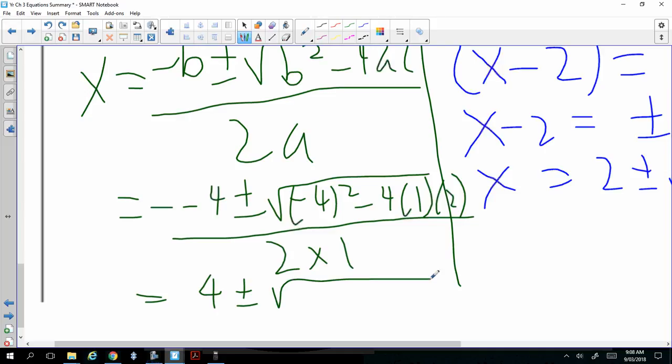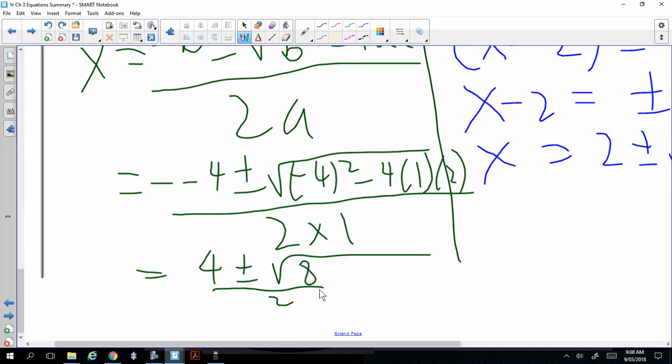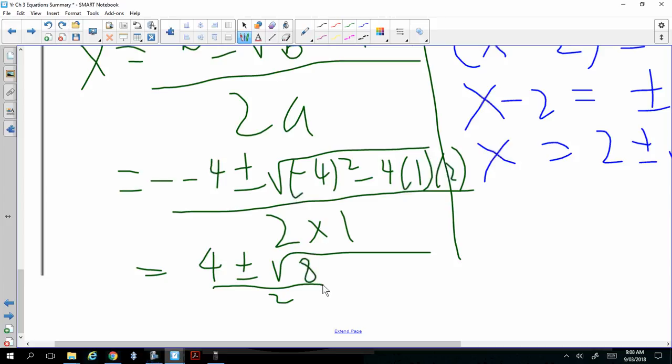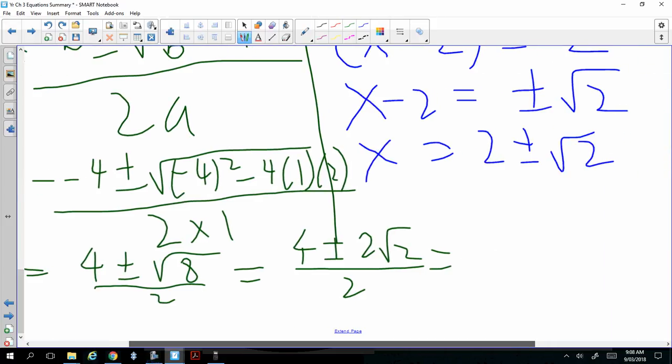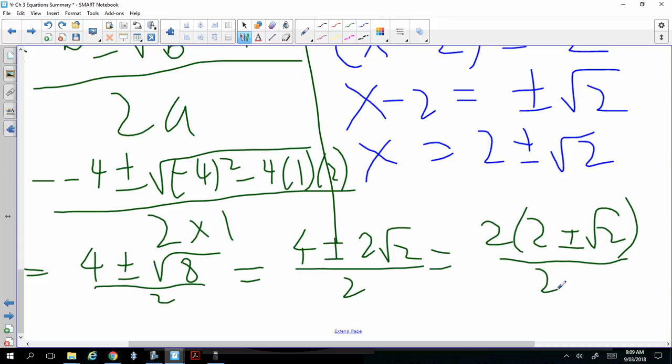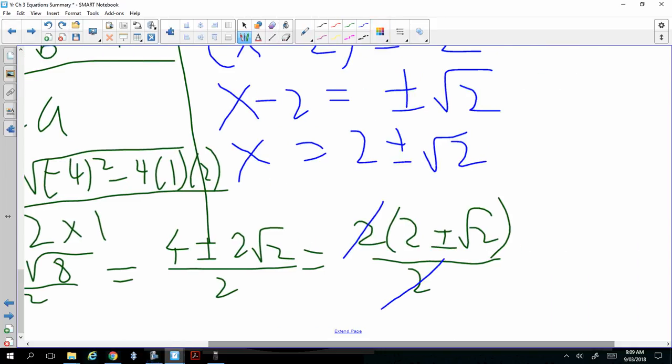And as you can see, using formulas can be quite long, but we'll continue. So you get 4 plus or minus root 8, which is 2 root 2, and you can factorize the 2 out: 2 plus or minus root 2. The 2 has to be cancelled. You need to fully simplify your expression. So your answer will just be the same as what we got before. Okay? Alright, so let me enlarge this so you can all see. Okay. Alright, that's by formula.